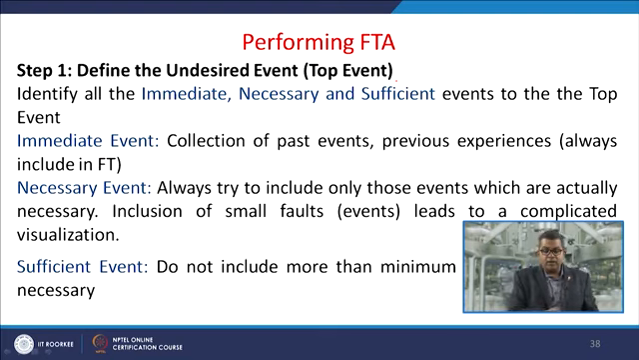Then identify all the immediate, necessary and sufficient events to the top event. Those immediate events are the collection of past events and previous experience, and they should always be included in the fault tree. For the necessary events, always try to include only those events which are actually necessary. Inclusion of small fault events leads to complication and complicated visualization of the scenario. For sufficient events, usually do not include more than the minimum necessary.